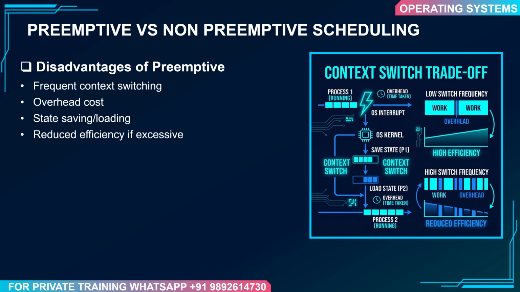But again, there's a trade-off. Every time the OS interrupts a process, it has to perform something called a context switch. It saves the state of the current process and loads the state of another. This takes time and resources. If done too frequently, it can reduce overall efficiency.